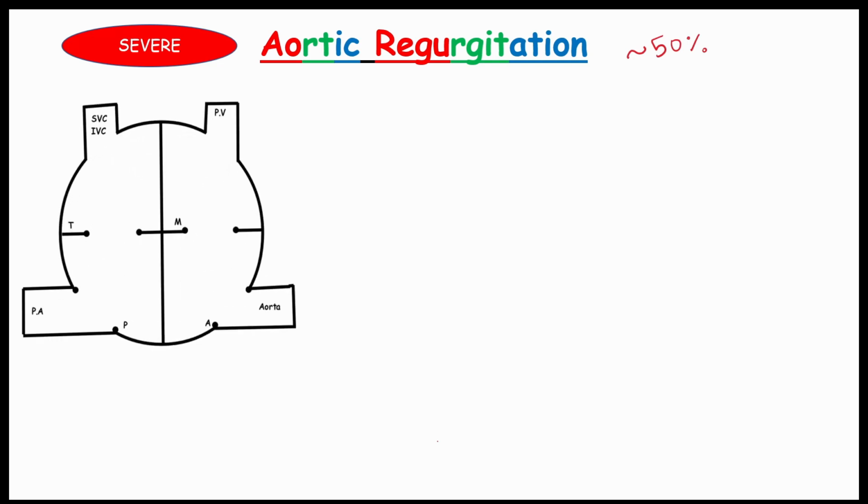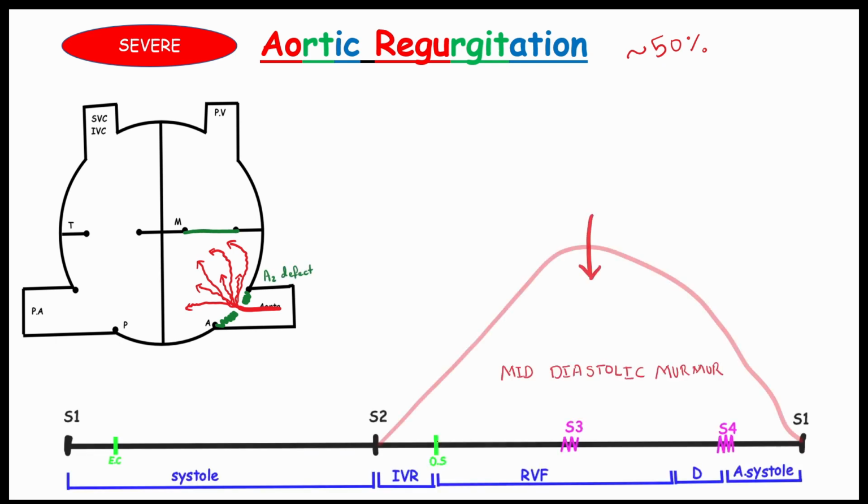Okay, let's move to aortic regurgitation. Especially in severe aortic regurgitation, I mean if the backflow of the blood is nearly 50%. So, we will see in this picture. During severe aortic regurgitation, the blood leaks back to the ventricle due to aortic valve defect, which causes a turbulent flow in the ventricle. In this, we will hear the mid-diastolic murmur. It starts from S2 and it won't start from the opening snap because the mitral valve will have nothing to do with it.